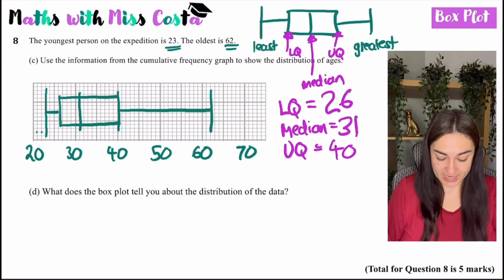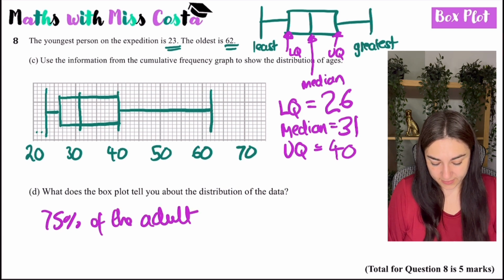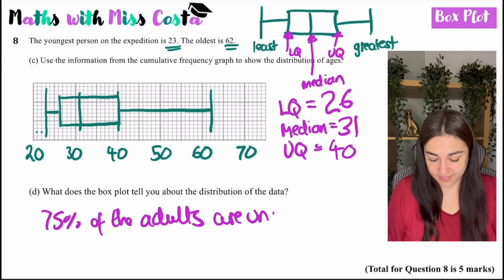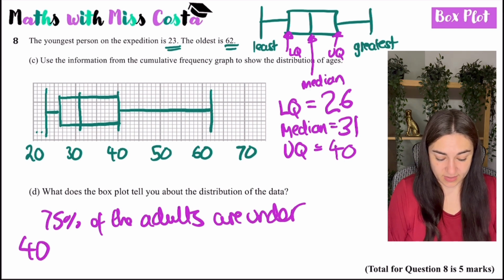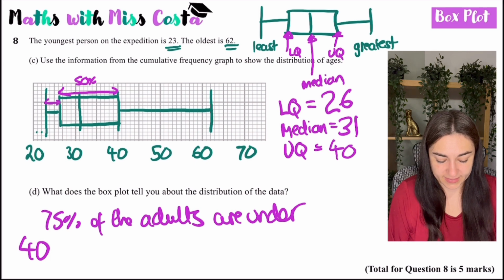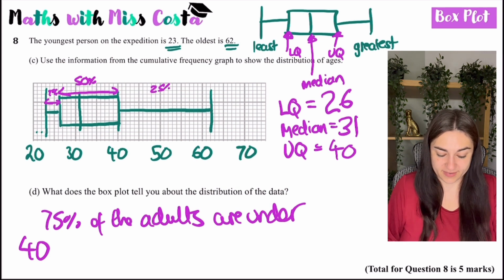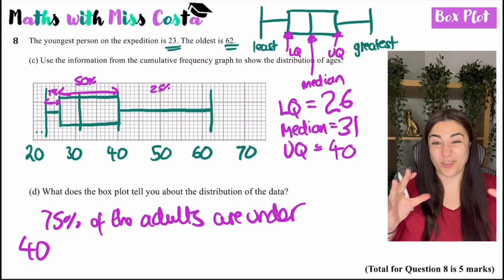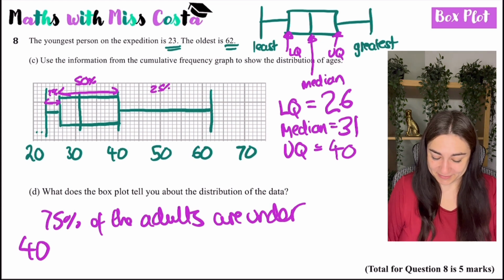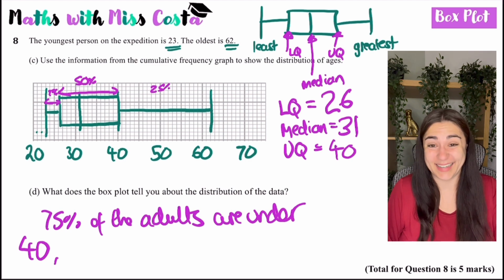Now, what does the box plot tell you about the distribution of data? Well, it tells me that 75% of the adults are under 40. So the cool thing about the upper quartile and the lower quartile, this data here represents the middle 50% of the data. This is the bottom 25%, and this is the top 25%. So basically the spread of data, there are a lot more younger people on the expedition. So 75% of the adults are under 40. And that's all we need to say because we're not comparing it.